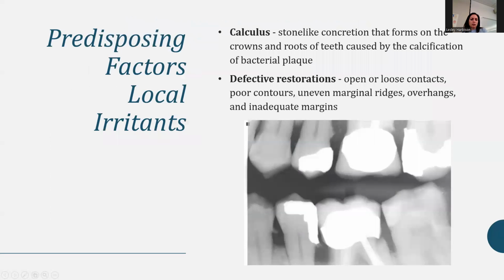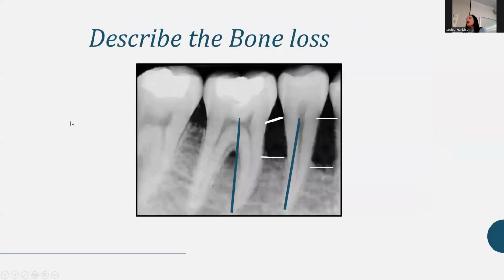And then this is again showing just the level of the CEJ and then the level of the bone to describe the bone loss as horizontal, not vertical.